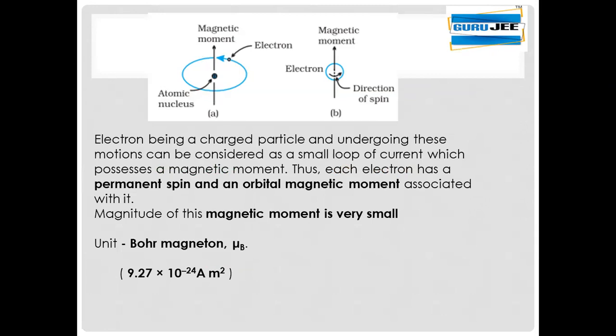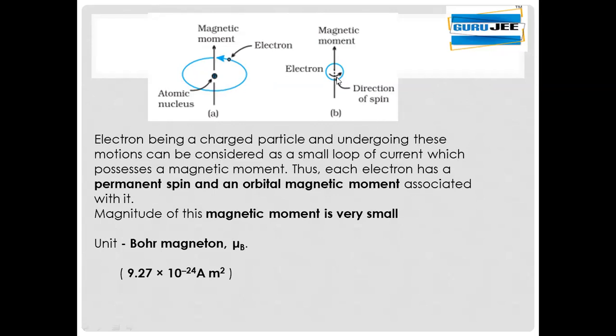Okay, so here in the diagram, you can see the first diagram shows how an electron is revolving around the nucleus. Can you see the diagram? Yes, ma'am. That is represented by A. Here the central part is the atomic nucleus, and around this nucleus, this blue line gives the orbital motion of the electron. It is revolving around the nucleus. That revolving of the electron around the nucleus gives a magnetic moment to the electron.